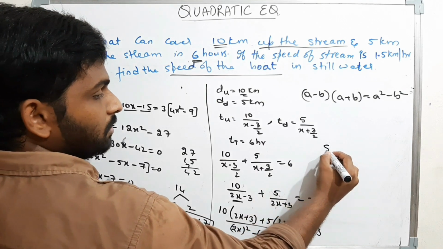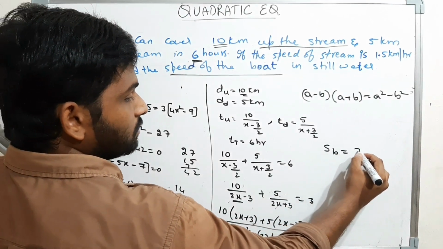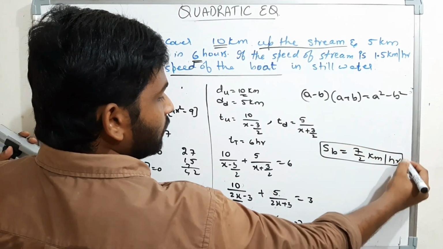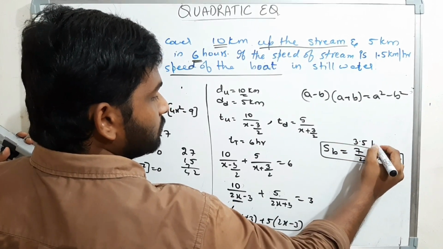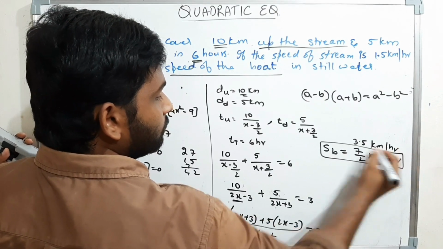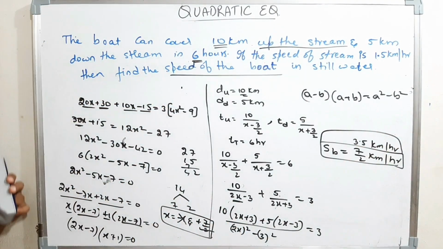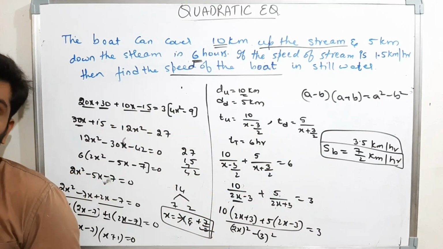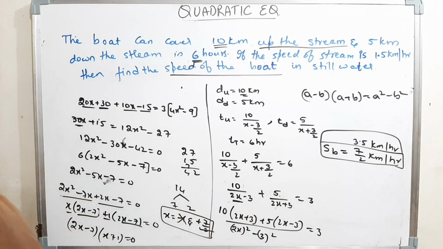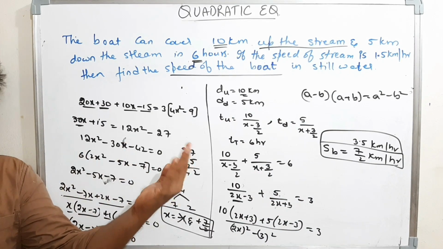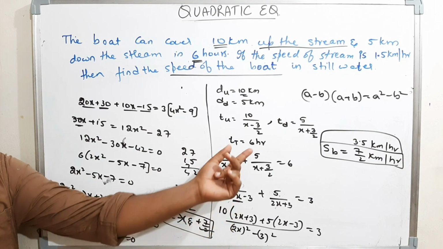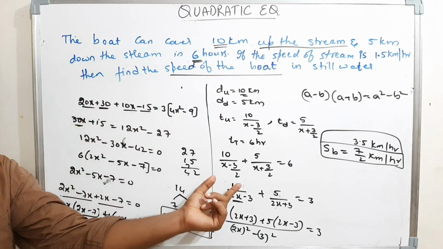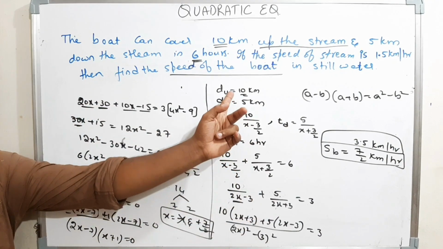Therefore, the speed of the boat in still water is nothing but 7 by 2 kilometers per hour. It is nothing but 3.5 kilometers per hour. What we did? First, I assumed the speed of the boat as x. After assuming the speed of the boat as x, then I found the speed in the downstream and then the speed in the upstream. The speed in the downstream I got as x plus 3 by 2 and the speed in the upstream I got as x minus 3 by 2.